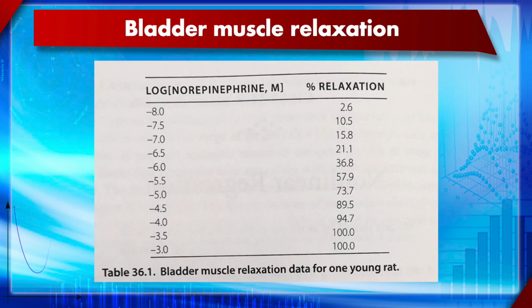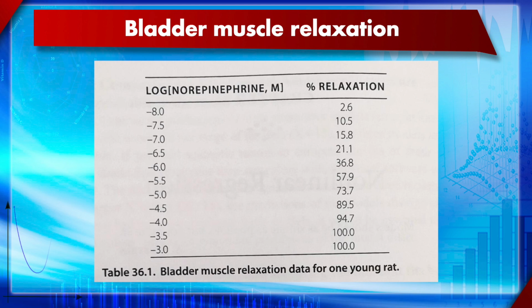Another example here is bladder muscle relaxation. For example, norepinephrine in millimolar versus percentage urinary bladder muscle relaxation of the rat. Rat tissue is what is being used here. So there are two variables, x and y, and the x variable, the norepinephrine concentration, is expressed on a log-transformed scale. So how do you actually use this?